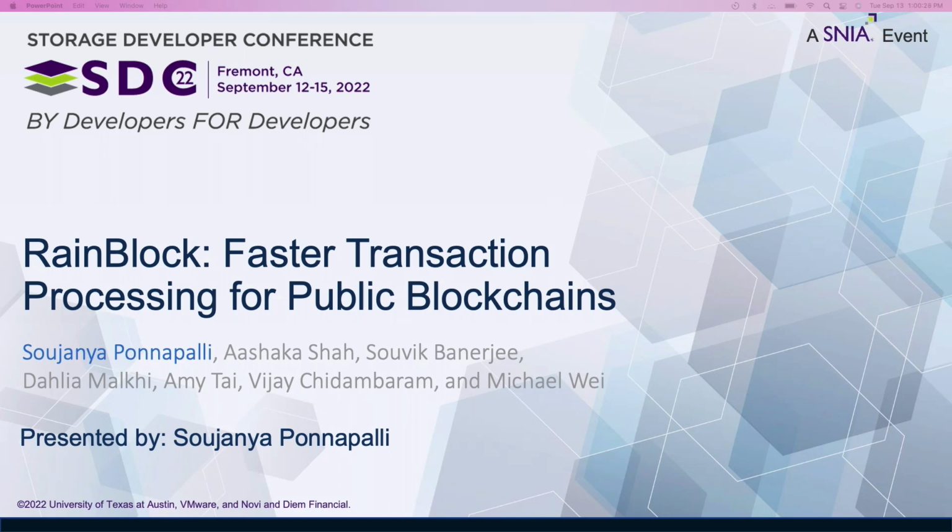Today I'll be presenting our work RainBlock. RainBlock proposes a new architecture for public blockchains. So RainBlock's architecture enables high throughput public blockchains by allowing miners to execute transactions faster. This is joint work with VMware Research and Novi and DM Financial.